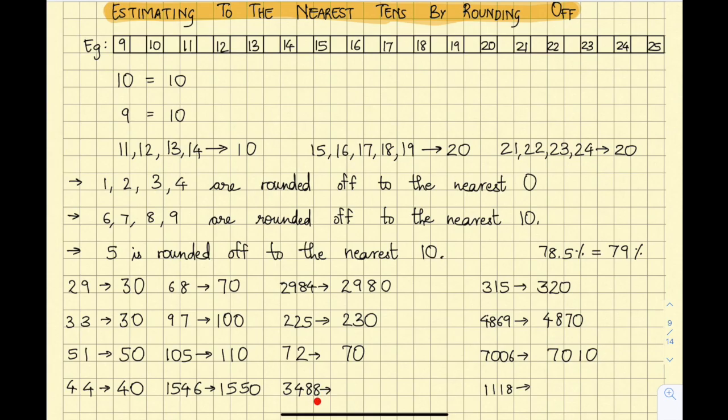3488: the nearest 10 will be 3490, since after 88, 89, comes 90. And 1118: 18 means 8 is there, so the nearest is 20, hence it will be 1120. Thank you everyone.